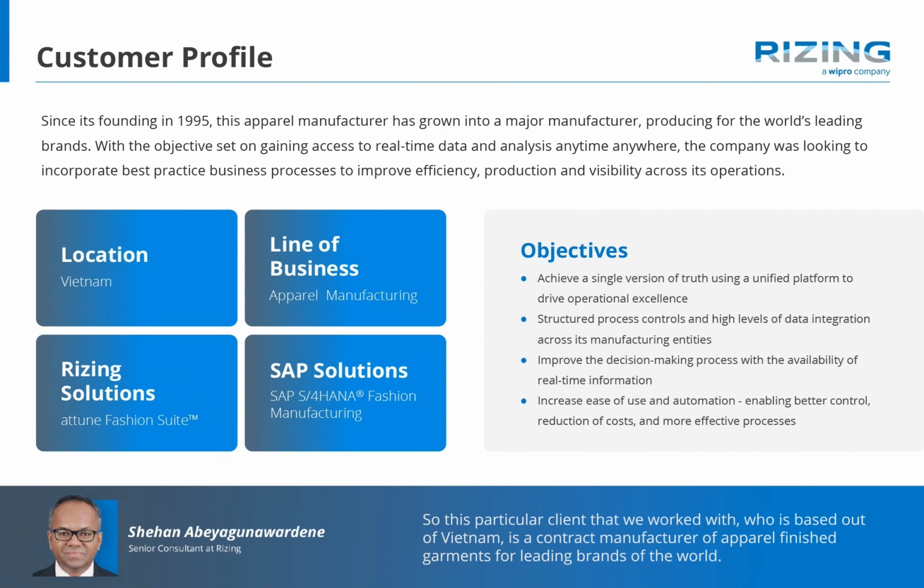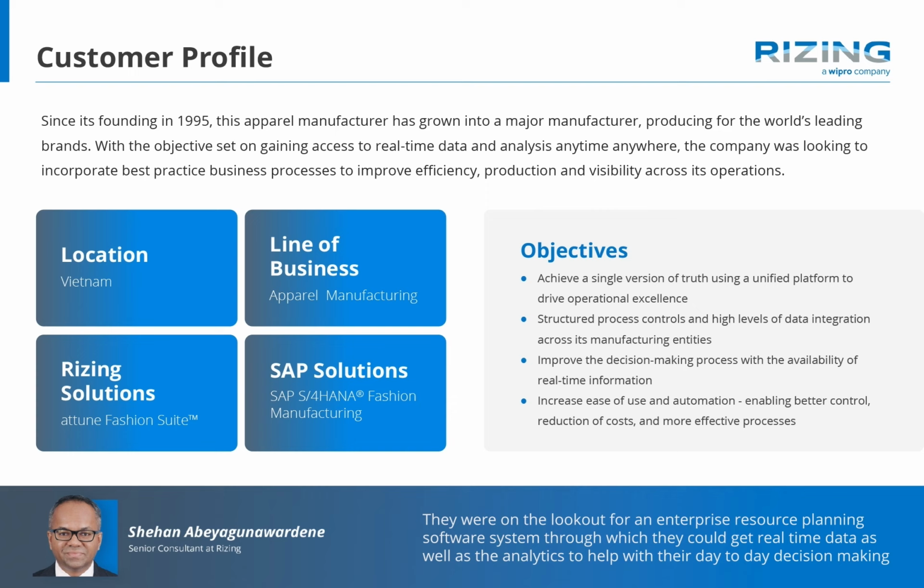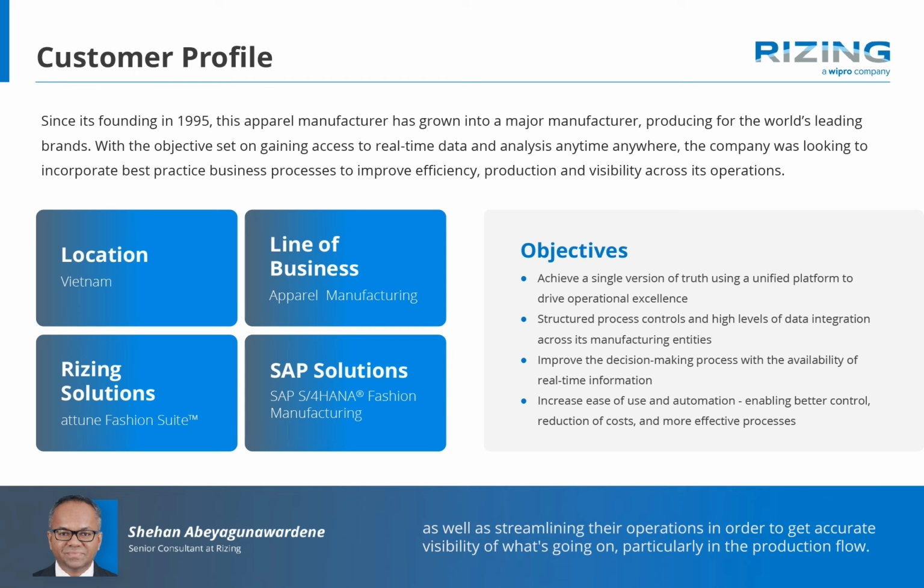So this particular client that we worked with, who is based out of Vietnam, is a contract manufacturer of apparel, finished garments for leading brands of the world. They were on the lookout for an enterprise resource planning software system through which they could get real-time data as well as the analytics to help with their day-to-day decision making, as well as streamlining their operations in order to get accurate visibility of what's going on, particularly in the production flow.